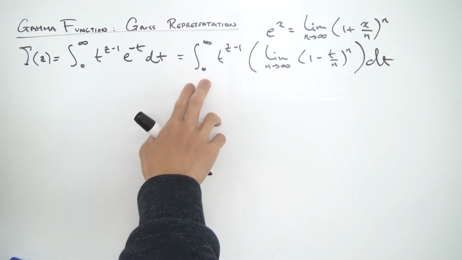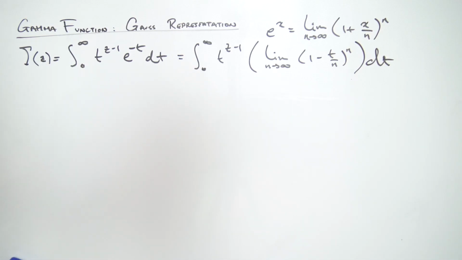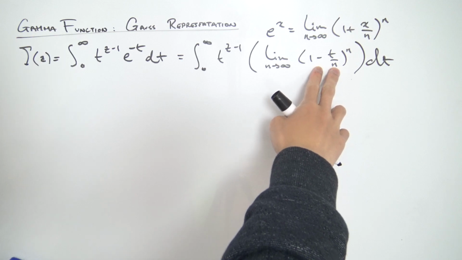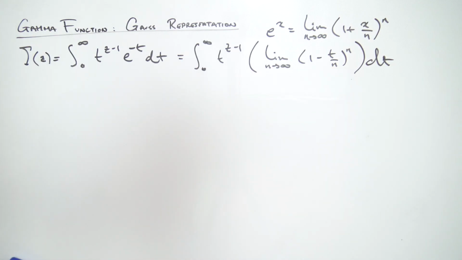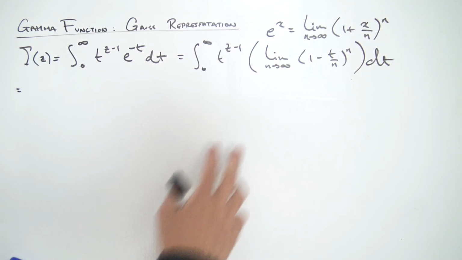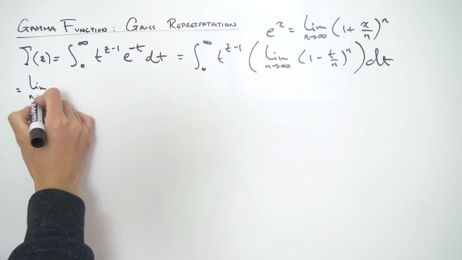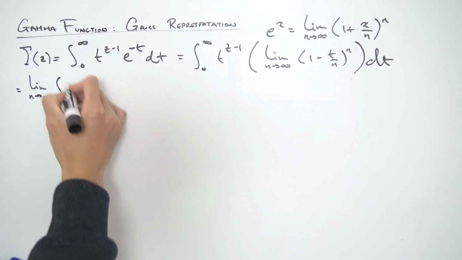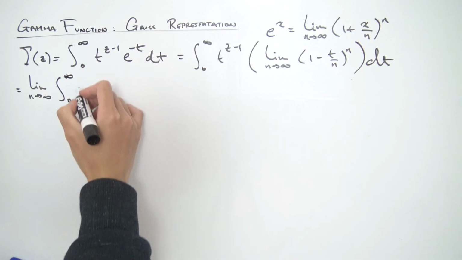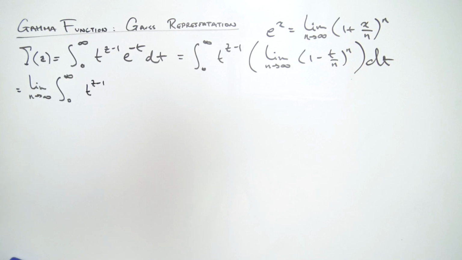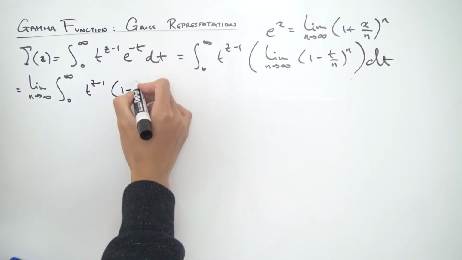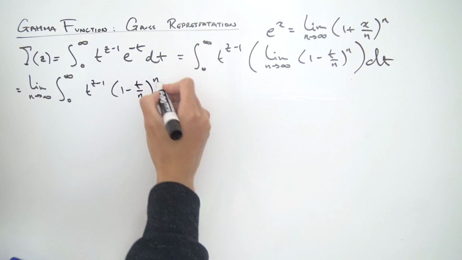Now what I want to do is drag this limit outside of the integral. This is an interchange of limits, and in order to justify that you will need to show some kind of uniform convergence on the integrands, but I don't know how to do that properly, so I'll leave that up to other people to justify. But assuming that everything works out nicely, we can drag this limit outside the integral, and we're left with the limit as n approaches infinity of the integral from 0 to infinity of t to the z minus 1 times (1 minus t over n) raised to the nth power dt.